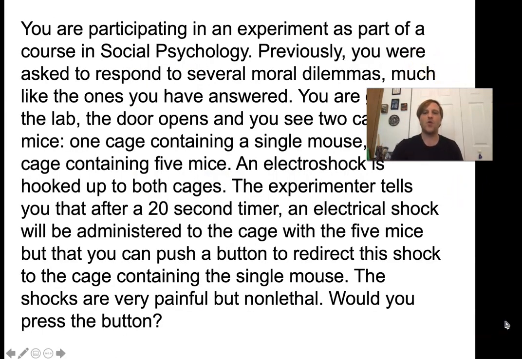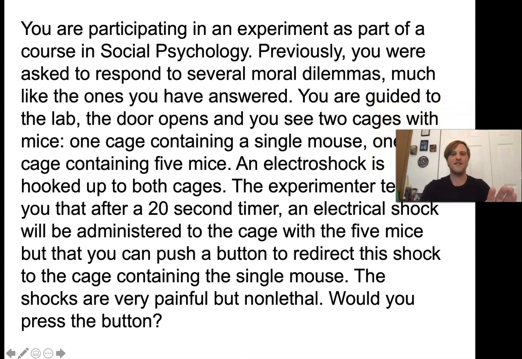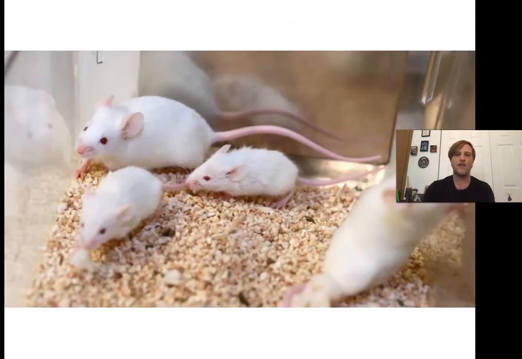Okay, so there was this one experiment that I'll let you look at on your own. I'm not going to go into it in a lot of detail, but basically they had these students go into a room, and they were confronted with an actual trolley experiment. They had two cages, and they were told that they could give a little electroshock to one of the mice. It was just the standard trolley experiment. You could redirect it, and it would send the current not to shock the 5 mice, but to shock the 1 mouse. They were supposed to be very painful, but non-lethal. Would you press the button? And a number of students said that they would.